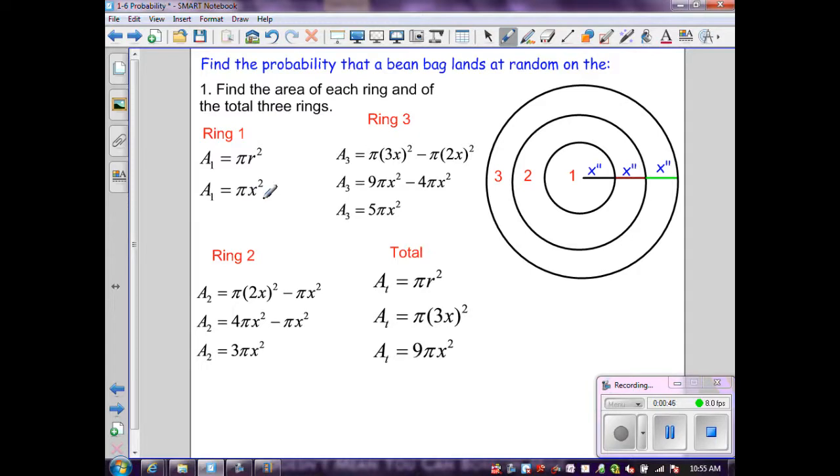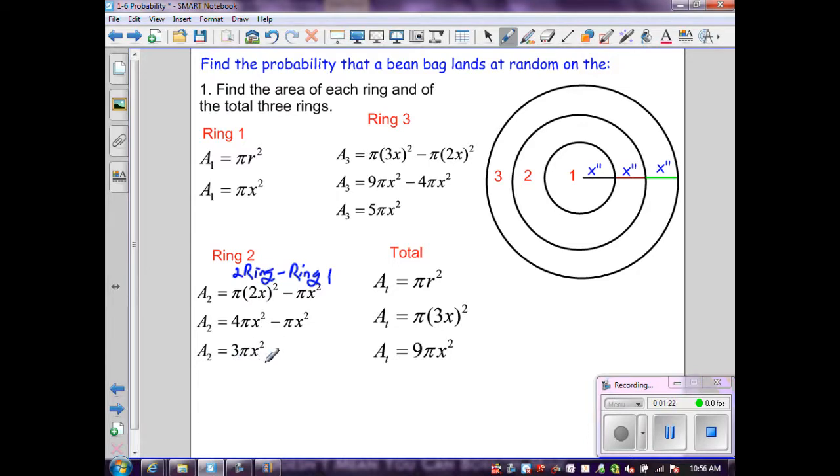The area of ring 2 is going to be the area of 2 rings minus the area of ring 1. So the area of the 2 rings put together, for 1 and 2, has a radius of x plus x, or 2x, listed here, and the area of ring 1, which we found above. So when I simplify, that's going to give me 4 pi x squared minus pi x squared, which gives me the area for ring 2 to be 3 pi x squared.